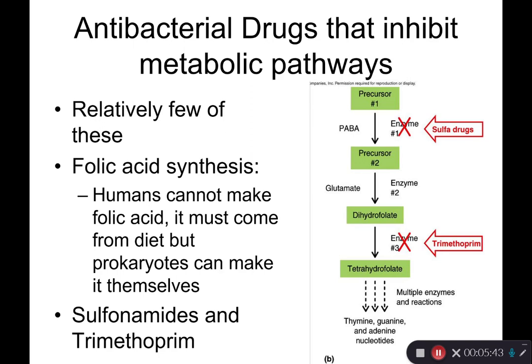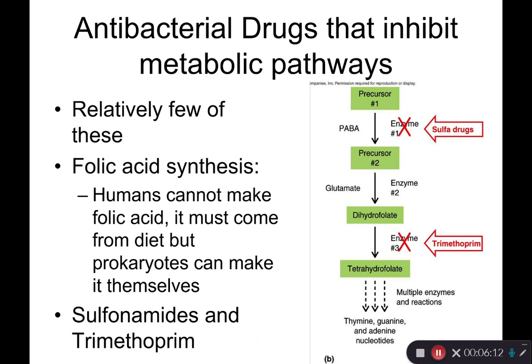There are also classes of drugs that inhibit metabolic pathways. We've talked about this a little bit. Sulfa drugs will outcompete PABA for enzyme number 1. You can see in this pathway. So bacteria make folic acid or folate. It's an ability that we don't have. We have to get it from our diet. So by preventing the bacteria from making their folic acid, they die. They need it. It's essential for their survival.